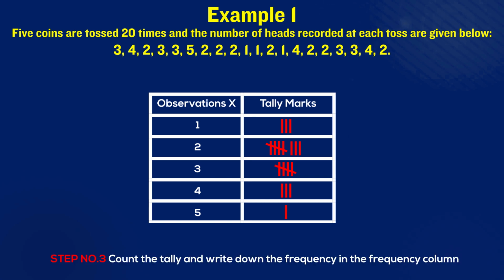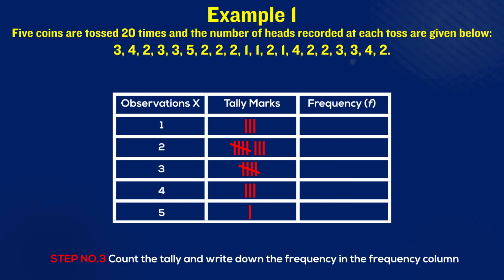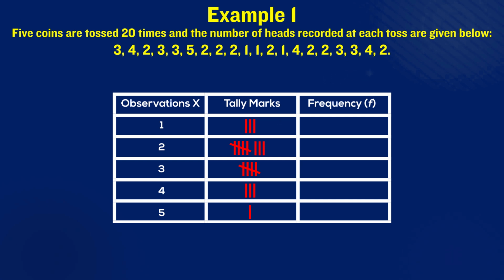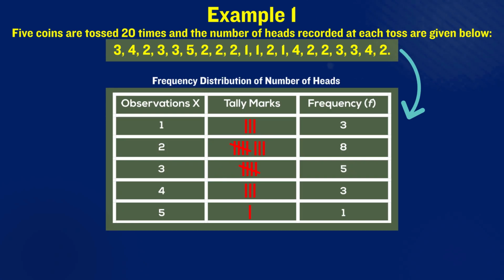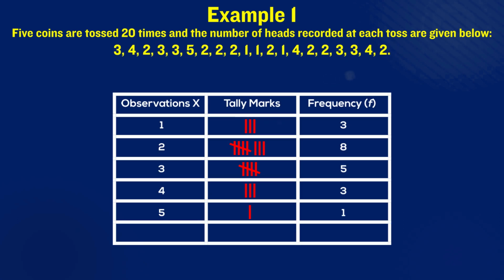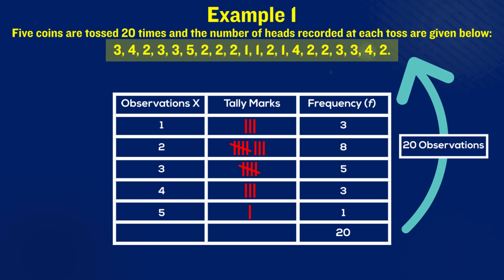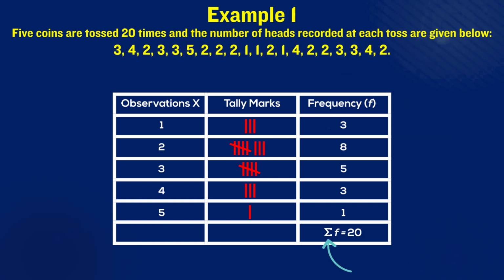Our final step is to draw a frequency column, which is just the numerical representation of the tally marks. Simply count the tally marks and write the result in the frequency column. Here we have 3. Here comes 5 plus 3 equals 8, and so on. Well done! This is how you get a discrete frequency distribution from a raw or ungrouped data. Now, remember that the sum of all frequencies represents the total number of our observations. We show the sum by using this symbol of summation, or what we call the sigma.